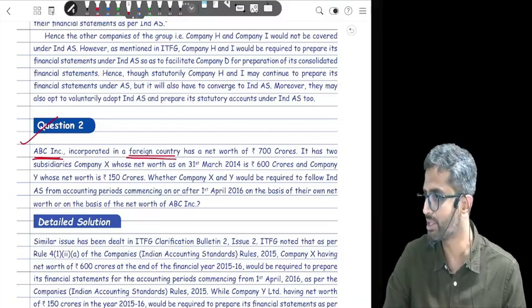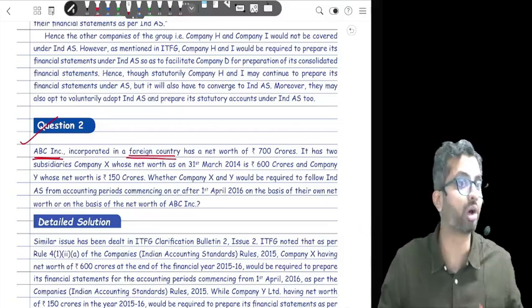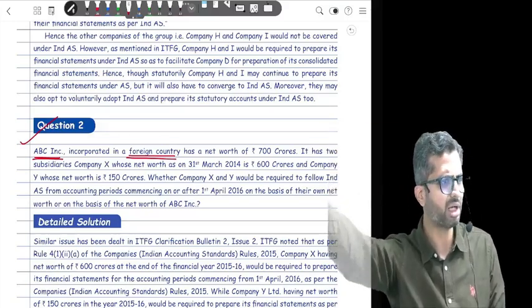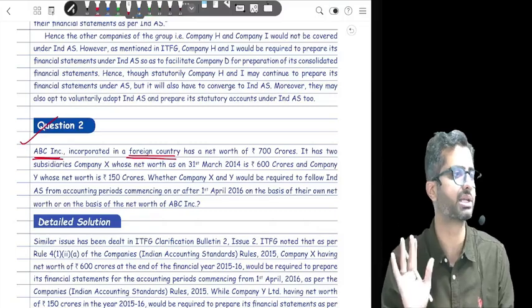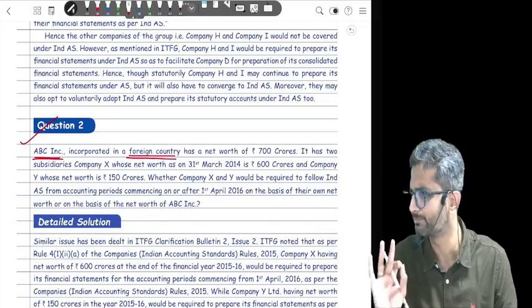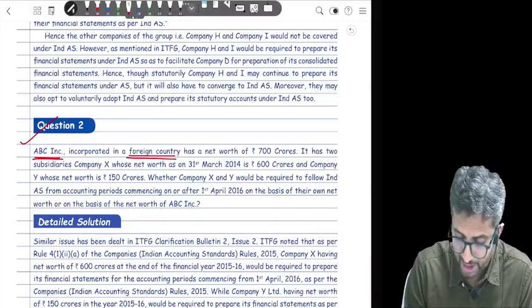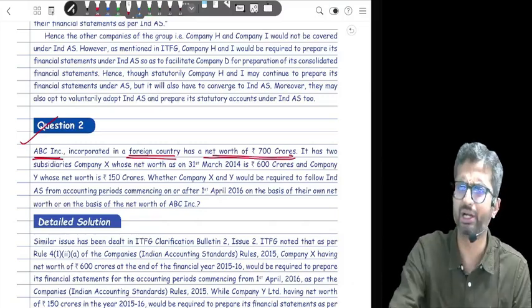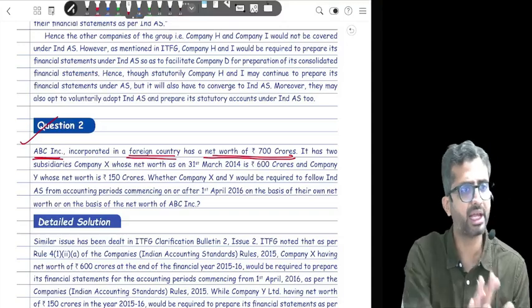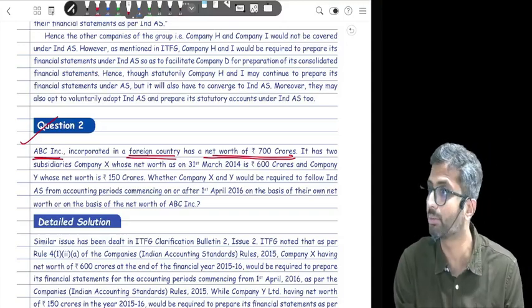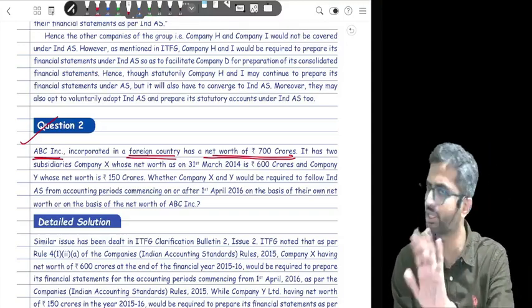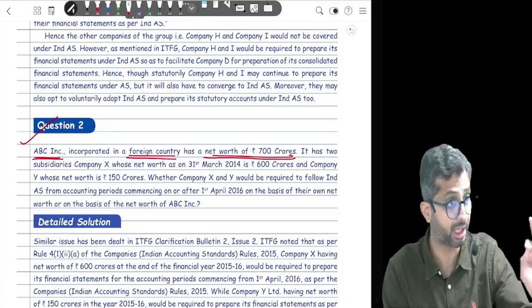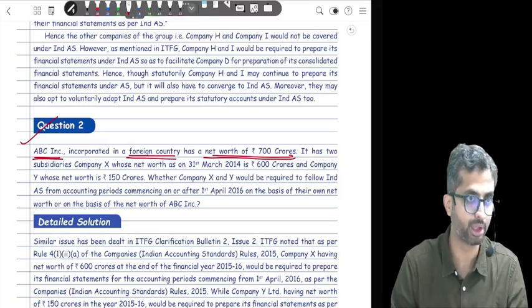Unless given otherwise, a foreign company does not report in India. And hence, if it is incorporated outside India, Ind AS is not applicable unless it has to do Indian reporting. Are we clear with this? Okay. ABC Inc. incorporated in a foreign country has a net worth of 700 crores. Let us say the question ends over here, and they ask you, is Ind AS applicable? No, unless given otherwise, a foreign company will do no reporting in India. Ind AS is not applicable unless it is given that they are going to report in India.